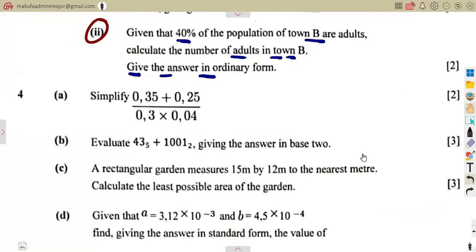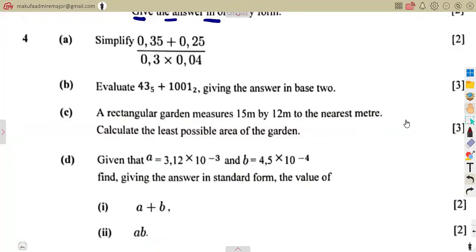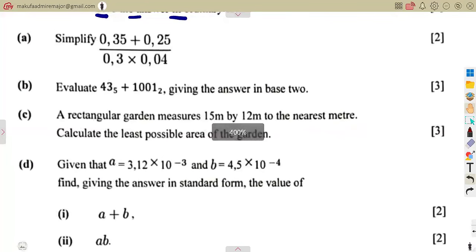2 marks for that. Simplify this. Okay, that is number 4. You're not told to give it as a fraction or as a decimal. Just simplify. So what you can do is simply add 0.35 plus 0.25. Again, this does not need your calculator. Add these two. That will be 0.6. Then 0.3 times 0, that's your calculator. That's the use of that calculator.